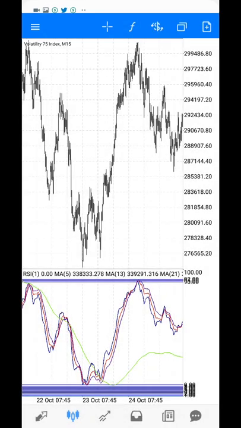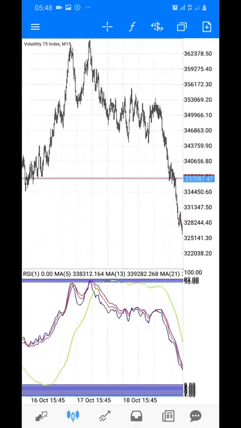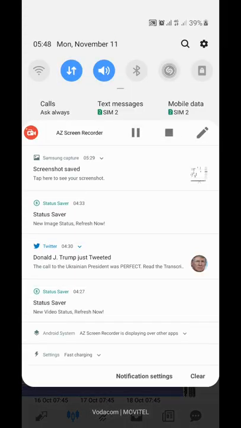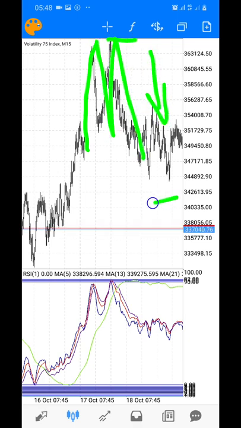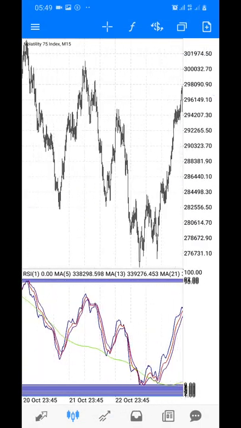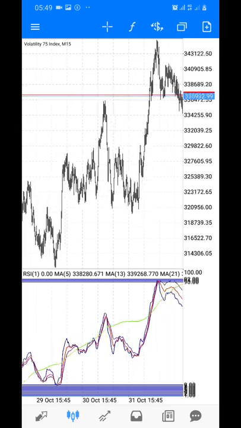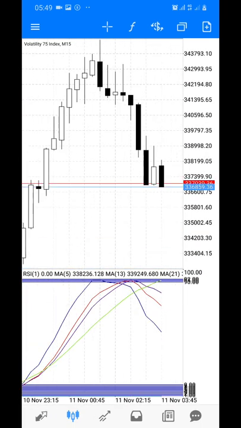Let me show you some sell setups. This is a good sell setup. Here it forms the W, you could sell here, it goes down with you. Another sell setup. Okay, let's go to where we are currently.